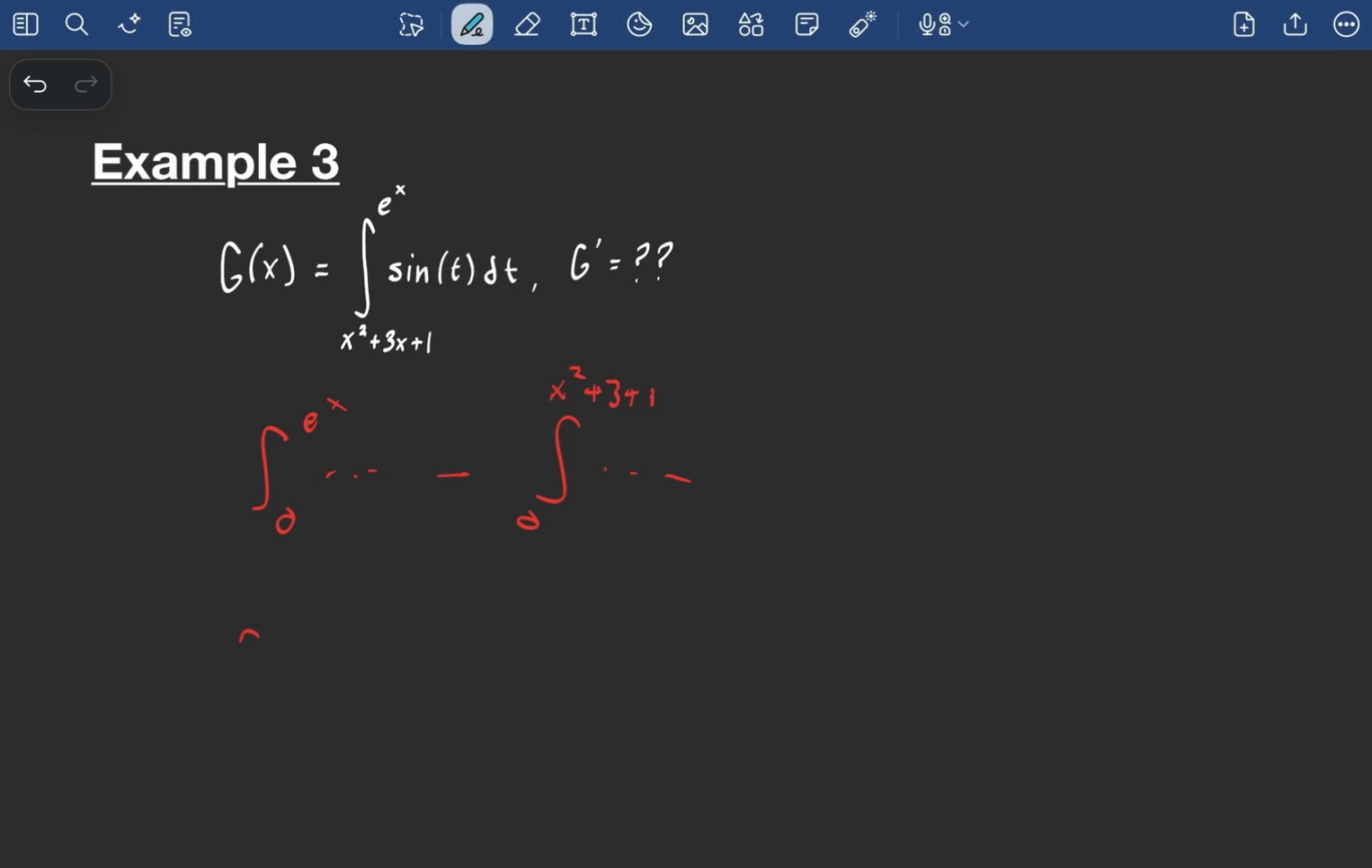So let's do the first one. We know that g prime is going to be equal to sine of e to the x times the derivative of e to the x, which is e to the x, subtracted by, remember how we derived this? The same thing, except just plug the bottom one in. Minus sine of x squared plus 3x plus 1 times the derivative of this bottom one, which is just 2x plus 3. And then we're done.